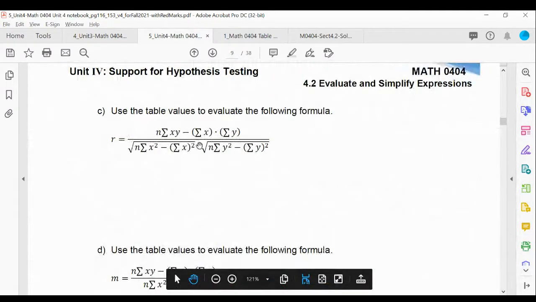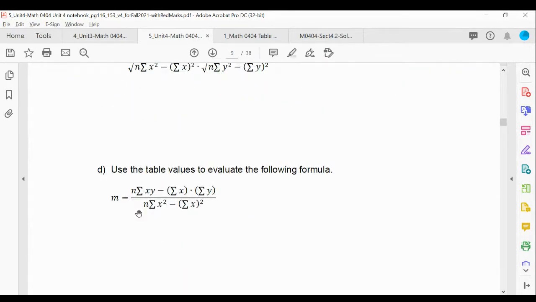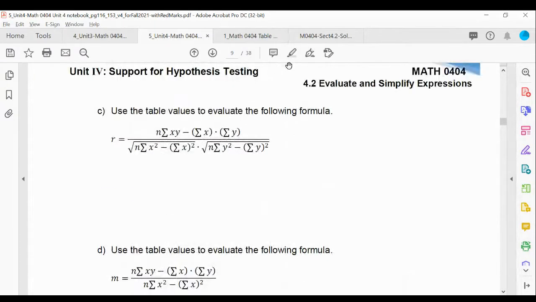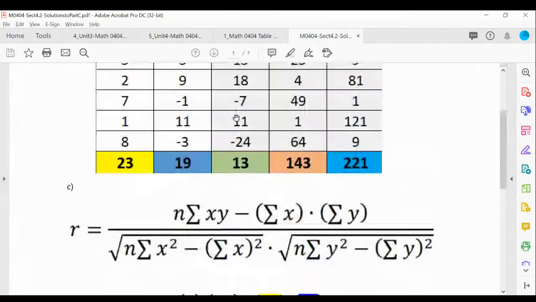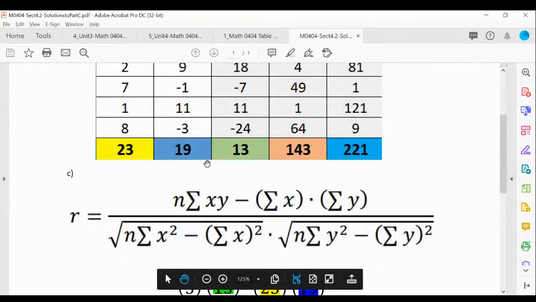So I'm going to do C, which is the longest and most difficult. And after you do that, stay organized. You can do D, E, and F. So for part C, I'm going to move to this screen. So these are all my answers for the above, and they're color-coded here.